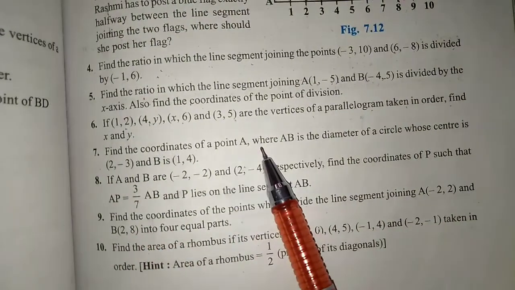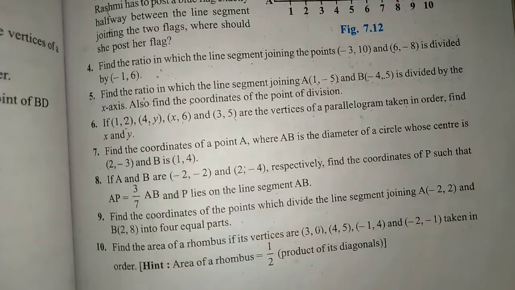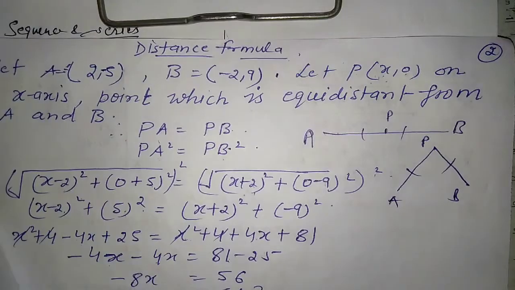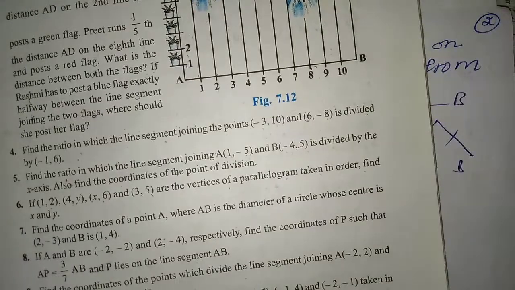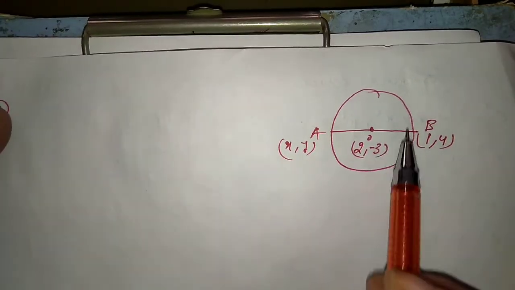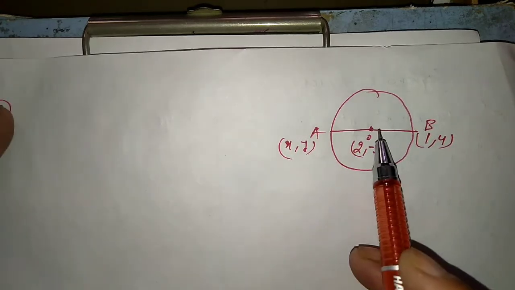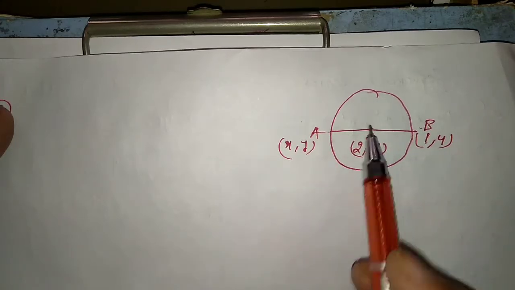Find the coordinate of point A where AB is the diameter of a circle whose center is (2, minus 3) and B is (1, 4). How can we do this? In the 7th question it is given the circle and AB is the diameter, O is the center. You know that at the center, OA is equal to OB. So O is the midpoint.